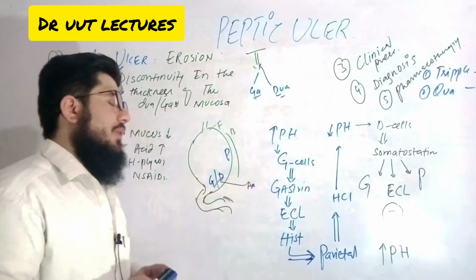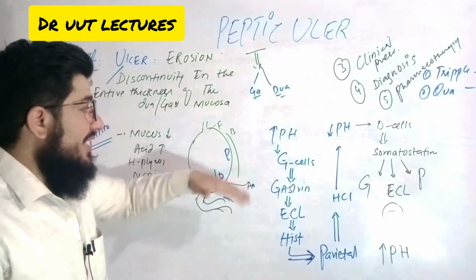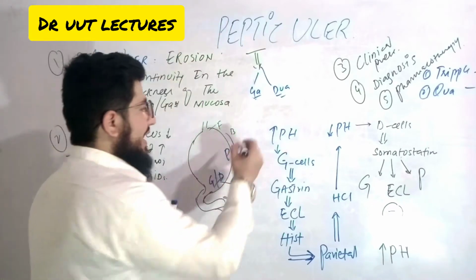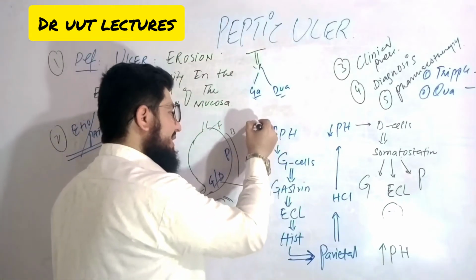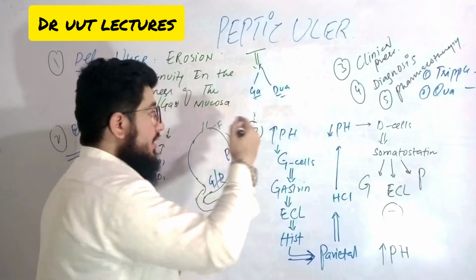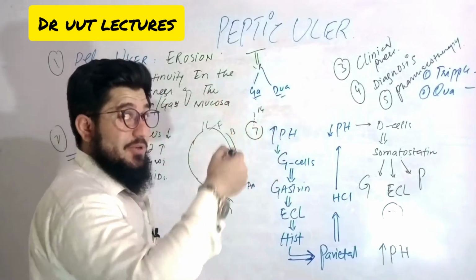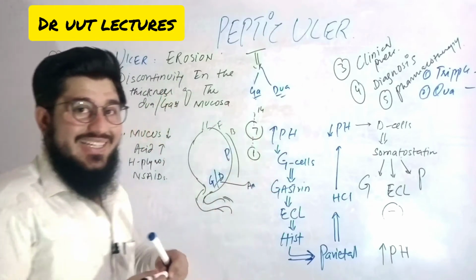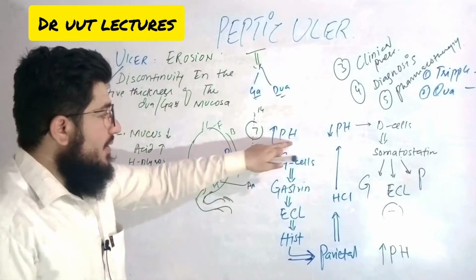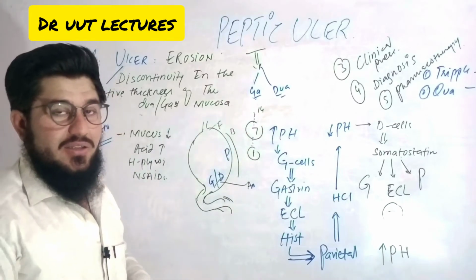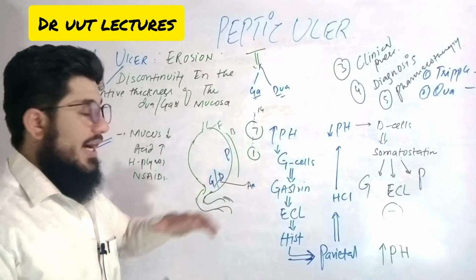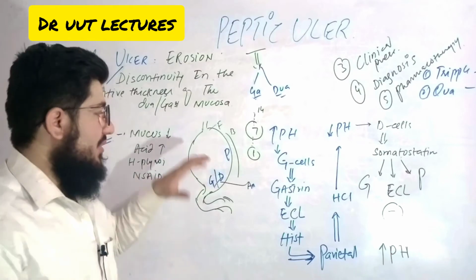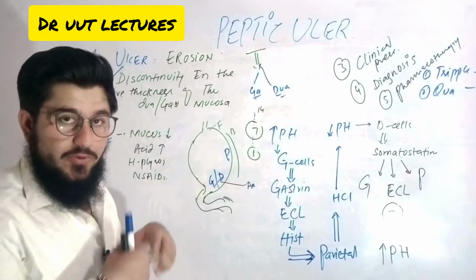How? Very simple. If the pH in the stomach increases, we know we have 7 as neutral. If it is increasing upward, moving towards 14, this is called an increase in the pH. And if it is decreasing downward towards 1, this is known as a decrease in the pH. Okay? So if the pH is increasing, we call it that the pH is becoming alkaline, and that is not sufficient, not good for the gastric region, for the stomach.